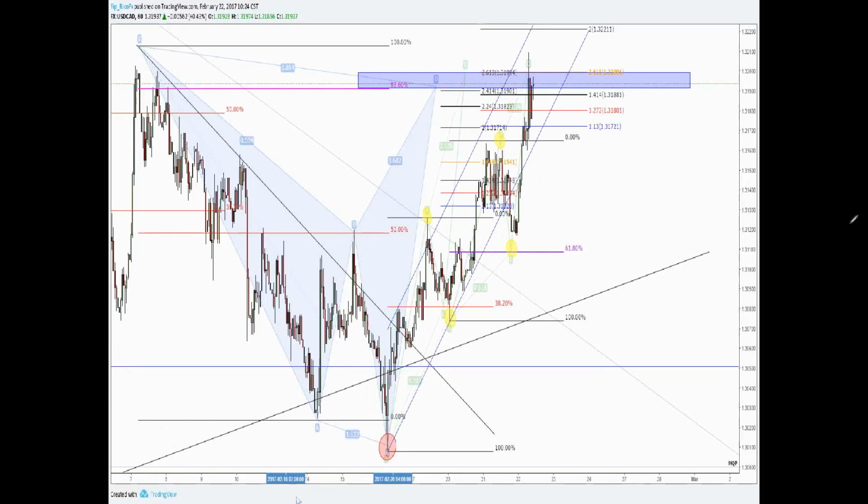This is an hour chart. So this was a bat pattern, guys. So 50%. Whenever you see a 50% retracement, always think bat or shark.